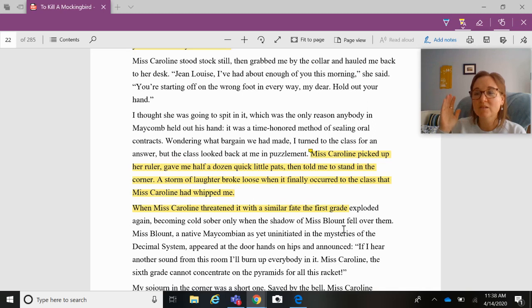"Calpurnia's hand was as wide as a bed slat and twice as hard." Like, this is a time period when kids did wrong, they knew it on their backside. So when Miss Caroline takes a little ruler and thinks that she has hurt Scout, everybody just starts dying laughing. So Miss Caroline, she's not having a good day.